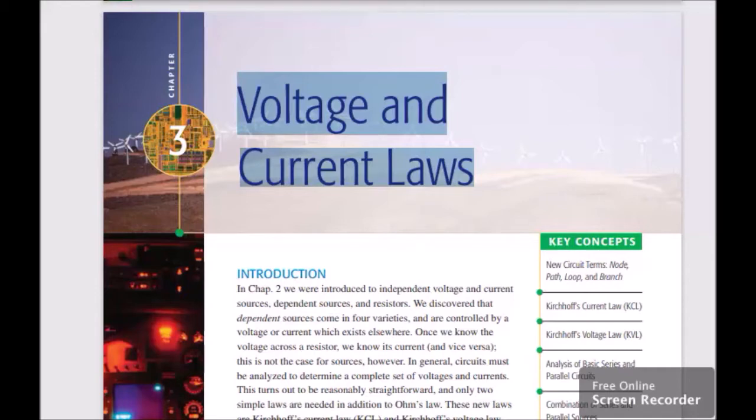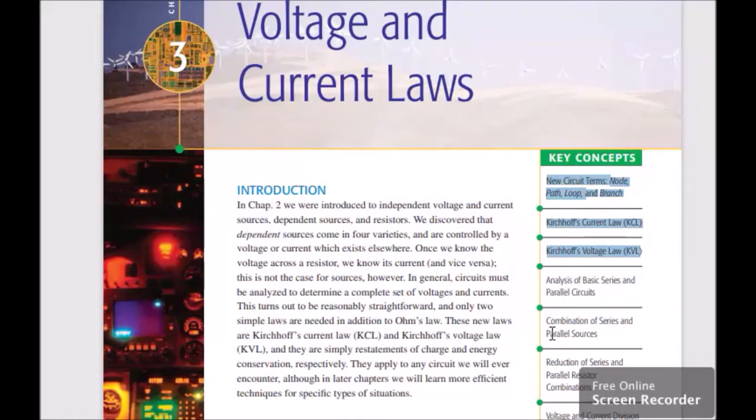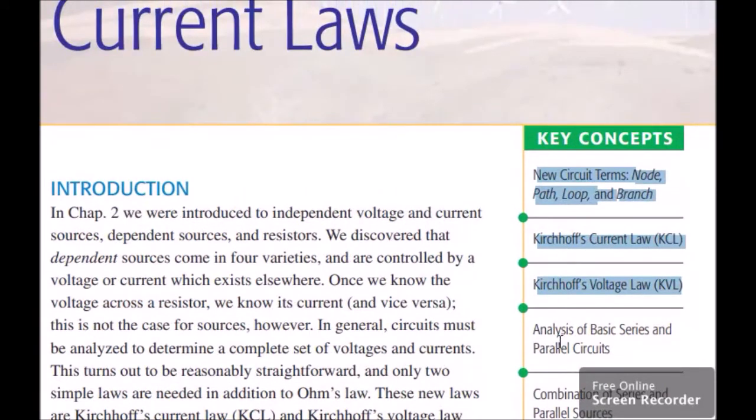Okay, anyways, going back. For this video lecture, we are just focusing on these three topics. The remaining topics will be discussed on the next video lecture. We will talk about circuit terminologies here. We will introduce the concept of node, path, loop, and branch. Also, we'll talk about the Kirchhoff's current law, known as the KCL, and the Kirchhoff's voltage law, known as the KVL. Okay, so are we ready?